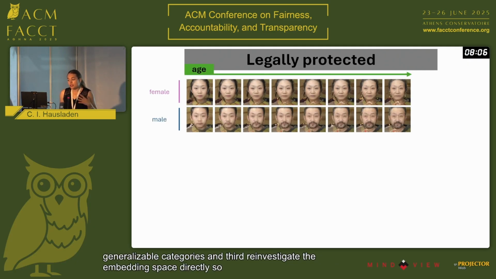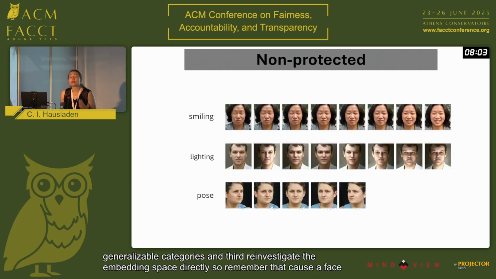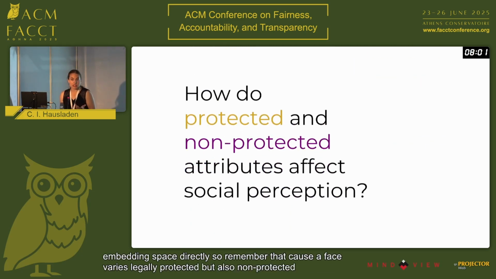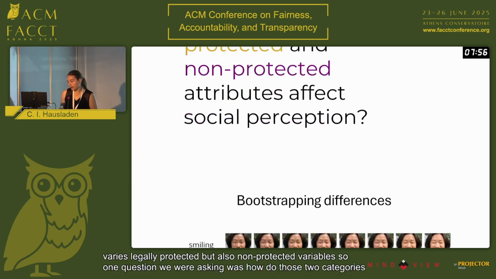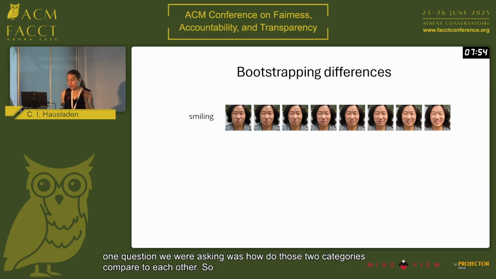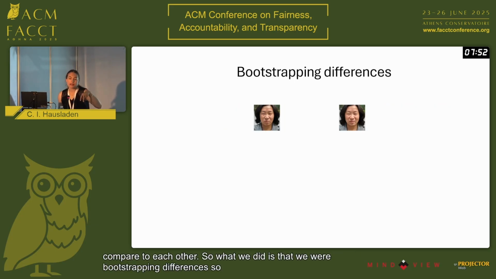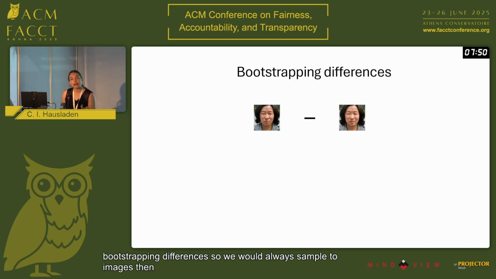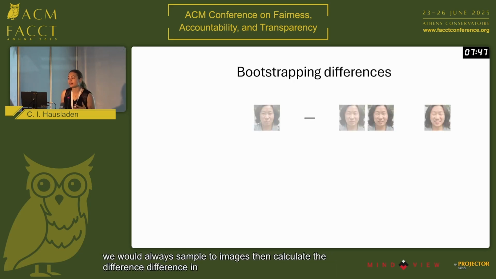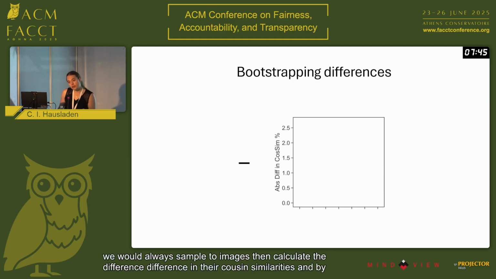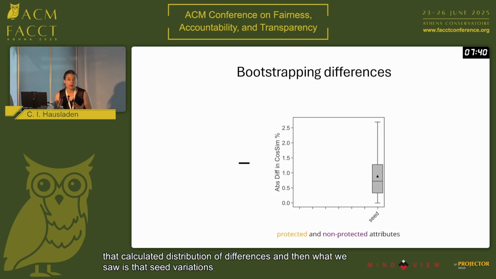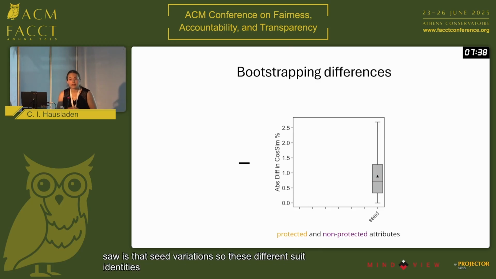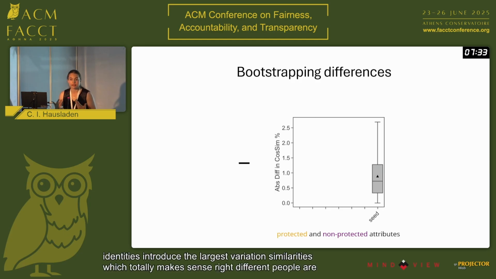So remember that CausalFace varies legally protected, but also non-protected variables. So one question we were asking was, how do those two categories compare to each other? So what we did is that we were bootstrapping differences. So we would always sample two images, then calculate the difference in their cosine similarities, and by that calculate a distribution of differences. And then what we saw is that seed variations, so these different pseudo-identities, introduce the largest variation in cosine similarities, which totally makes sense, right? Different people are perceived very differently by CLIP.